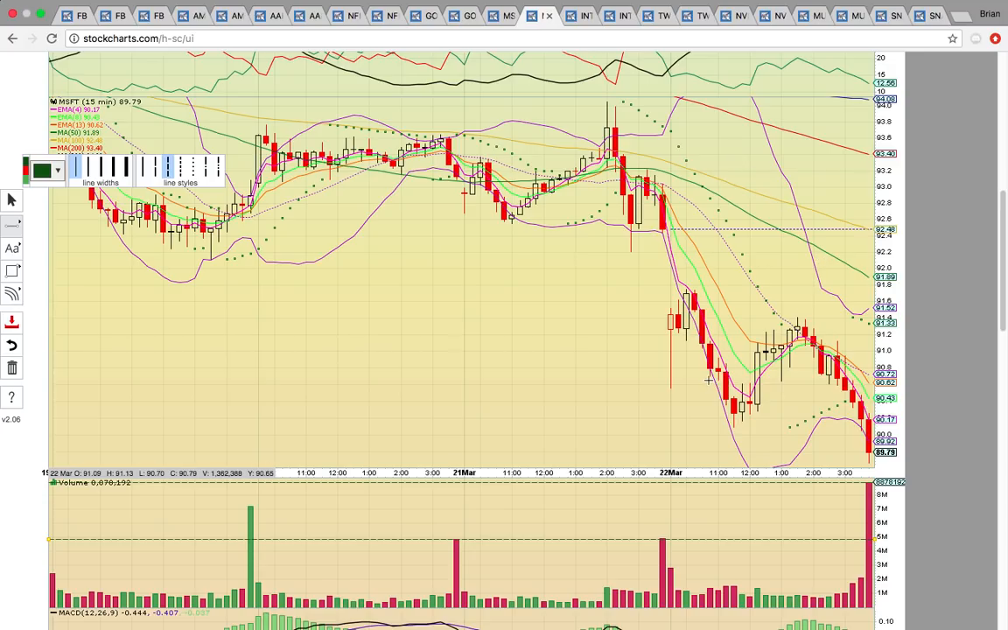Okay, let's look at the Microsoft 15-minute chart. Once again, you have the same setup. We just looked at that. So Microsoft has to get above that middle Bollinger Band. You have the 91 level. So all these charts have the same pattern.